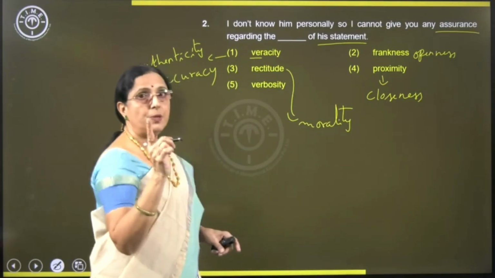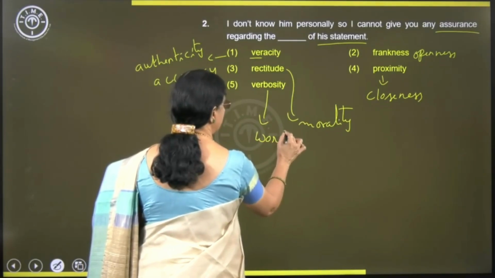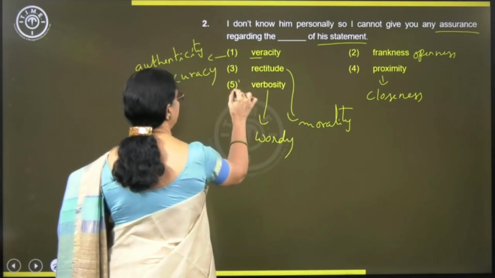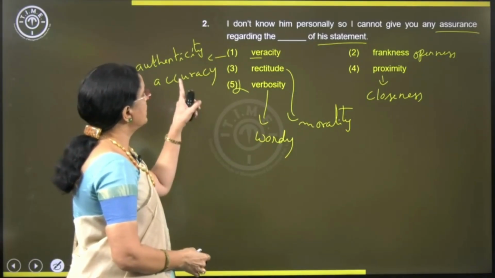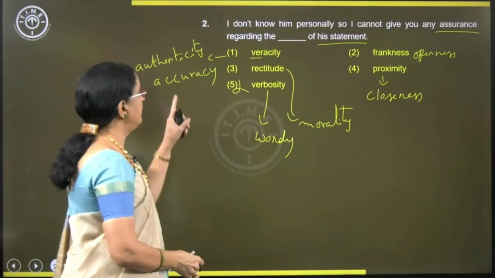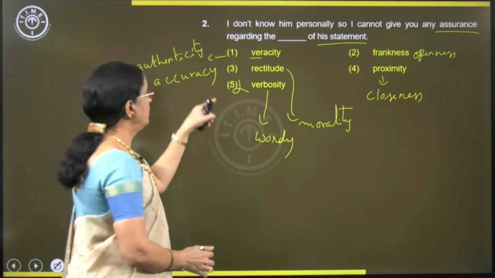Alright. Verbosity, wordy. Verbosity is wordy. Use more words than necessary. Alright. This is a negative word. You can eliminate it. You are not talking about speech. Ready. So, regarding the dash of his statement, veracity, authenticity, accuracy or correctness of his statement, which is the appropriate word, straight.